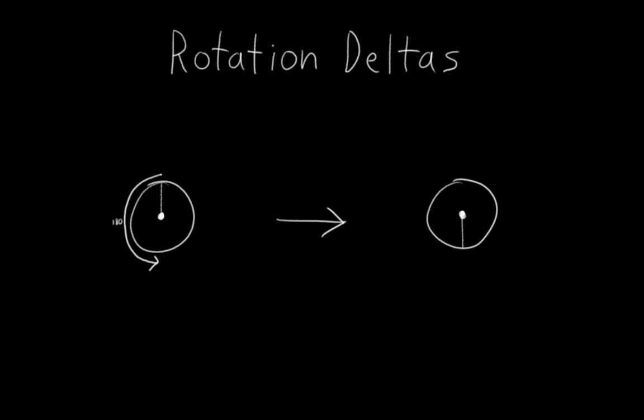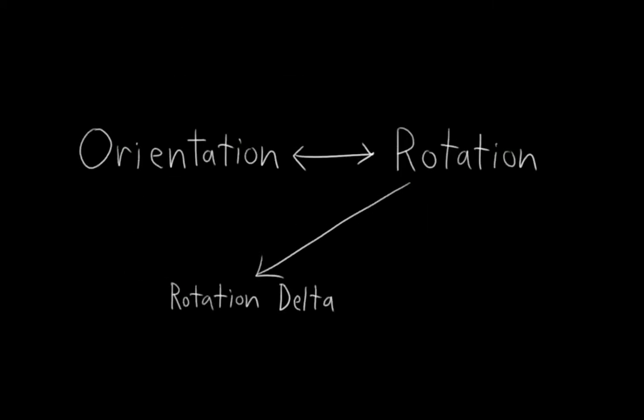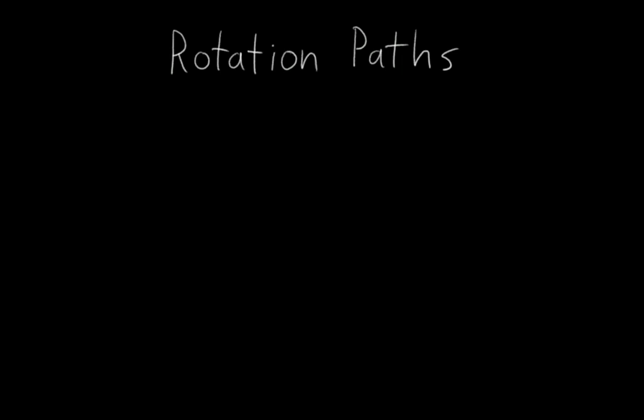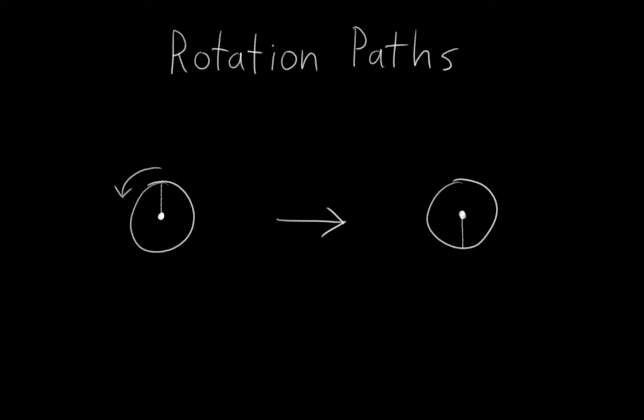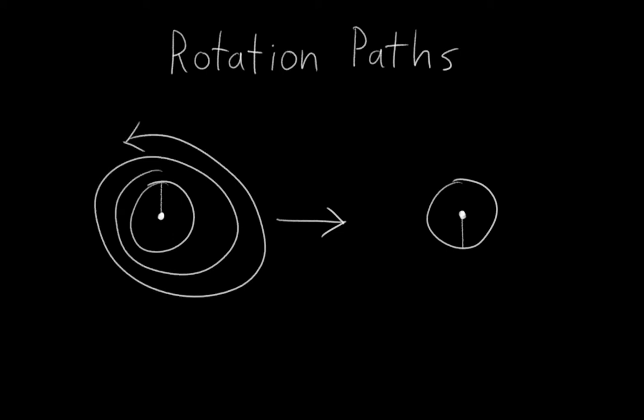So spinning the wheel counterclockwise 180 degrees and spinning it clockwise 540 degrees are exactly the same thing as far as rotation deltas are concerned. So that's rotation deltas. The second kind of rotation is what I like to call a rotation path. With rotation paths, we care not only about the shift in orientation, but also about how it got there. We care what direction it spins, for example, and we care how many times it spins.